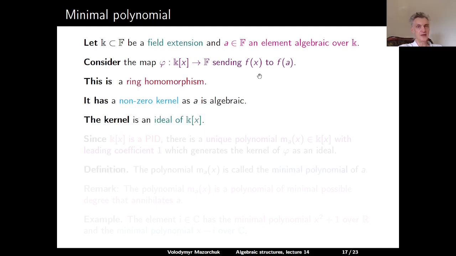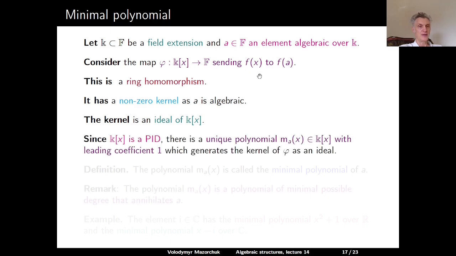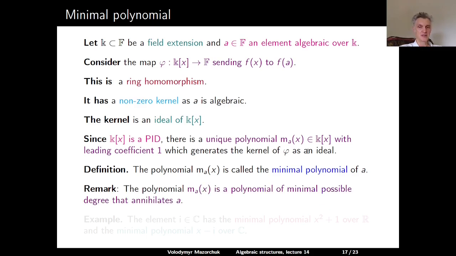This kernel is an ideal of our polynomial ring, and the polynomial ring in one variable is a principal ideal domain. So this ideal is principal, which means that there is a unique polynomial, let's call it m_A of x, with leading coefficient 1, which generates the kernel of phi as an ideal. So this polynomial, m_A of x, is called the minimal polynomial of A, and the reason why it's called minimal polynomial is that this polynomial is a polynomial of minimal possible degree that annihilates A.